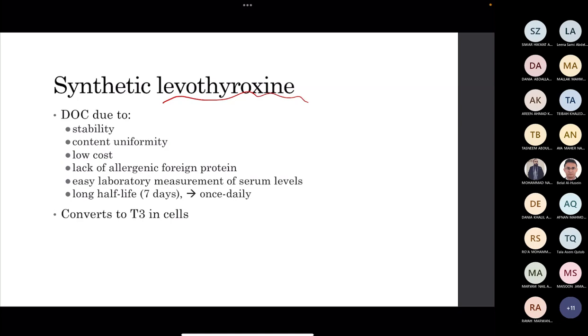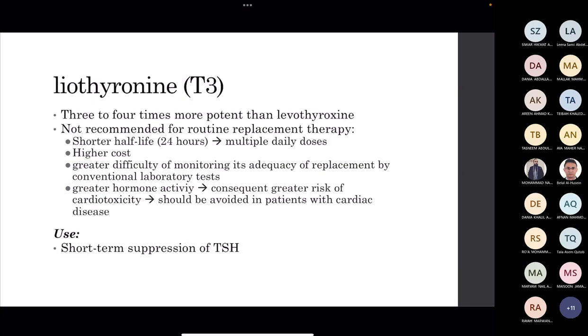Content uniformity compared to the animal products. It is highly stable كمان. Half-life تاعته longer than T4 and T3, like than T3 or than animal sources. It is also have low cost, no allergic foreign proteins as the animal sources or T4 from animal sources, and easy to measure serum levels compared to the T3, and it has long half-life زي ما قلنا compared to the T3. Now T3 has a shorter half-life. It requires multiple daily dosing, in fact per day. It has high cost. زي ما قلنا, it could cause some cardiac stimulation or complications if it was given, and it is very hard to measure serum levels for T3.